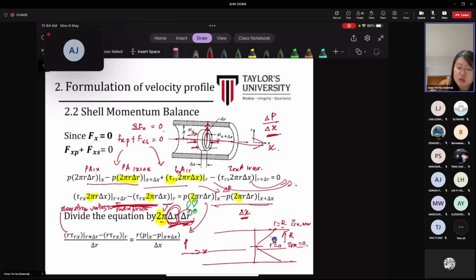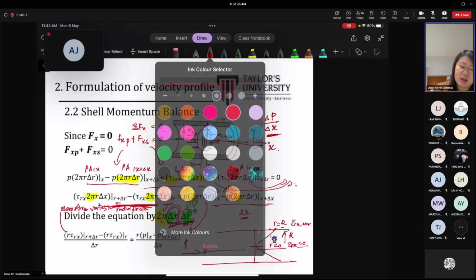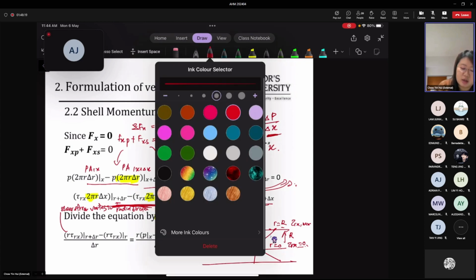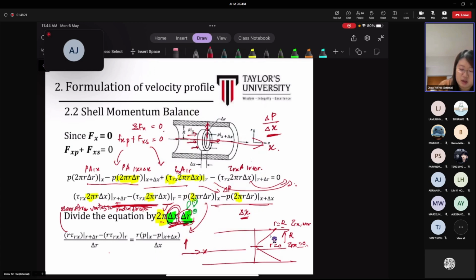So that's why we divide it by delta R here. Okay, so that's the reason why we divide by 2 pi delta x delta R, all right? So that we can get an expression on the next line, right? So take note on this, you need to really master this part here. What's the common term that you need to divide, all right?